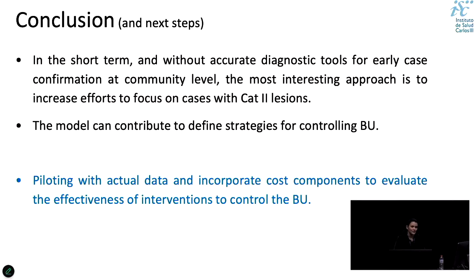So as a conclusion, we have developed a Bayesian model that we think can contribute to defining strategies for controlling Buruli ulcer. These are preliminary results because, as you saw, the scenarios are very simple, but in the short term, and without accurate diagnosis tools, the most interesting approach is to increase efforts to focus on cases with category 2 lesions. The next step is to pilot with actual data and also incorporate cost components to evaluate the effectiveness of the different strategies.